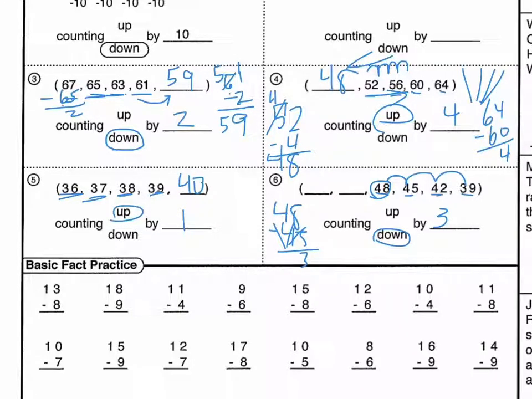Okay, so since they're going down in this direction, we have to go up in that direction. So I have to go 48 plus 3. You can add those together, or you can use your real fingers, 49, 50, 51, and put a 51 there, and then count up by 3 again, 52, 53, 54. And those are the answers.